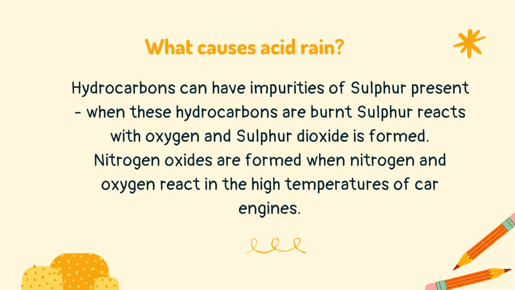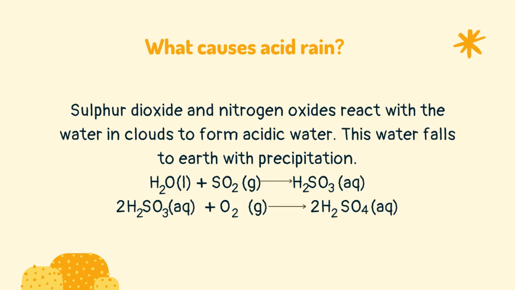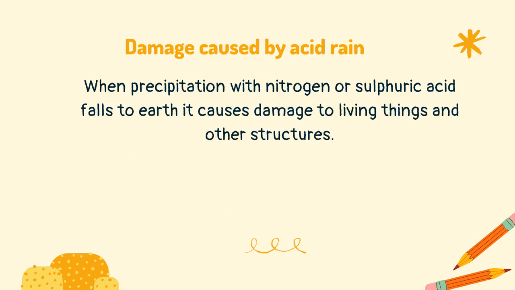Hydrocarbons can have impurities of sulfur present. When these hydrocarbons are burnt, sulfur reacts with oxygen and sulfur dioxide is formed. Nitrogen oxides are formed when nitrogen and oxygen react in the high temperatures of car engines. Sulfur dioxide and nitrogen oxides react with the water in clouds to form acidic water. This water falls to earth with precipitation. When precipitation with nitric or sulfuric acid falls to earth, it causes damage to living things and other structures.